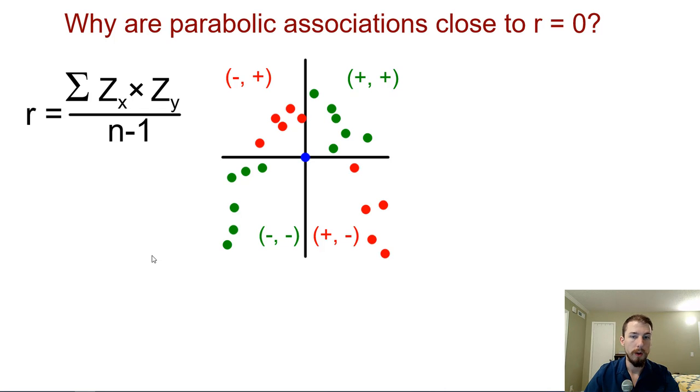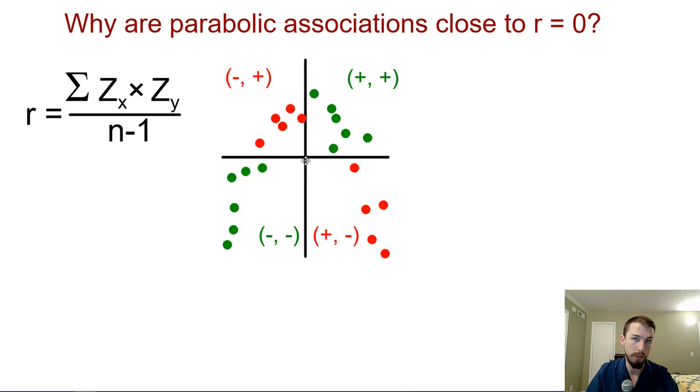So why are parabolic associations close to 0? Well, this is a nice graphic that I made for you. If we look at the product of the Z-scores here, this blue point is not an actual point. It's just representing the mean point. The mean point is the average for the x variable and the average for the y variable as well. So this is the average and the average here. That's what we call the mean point.